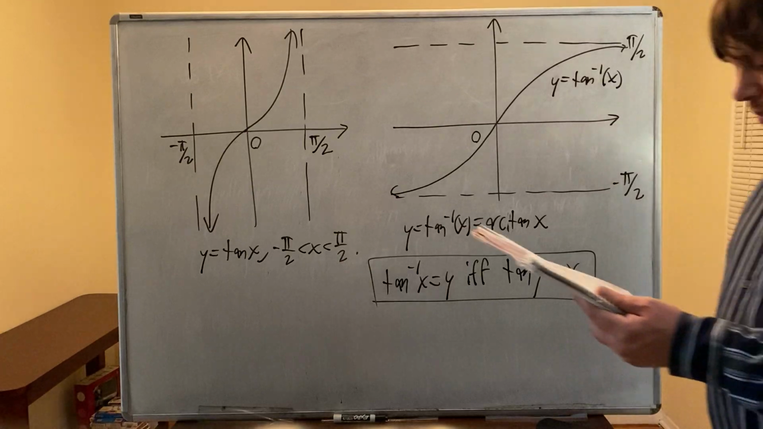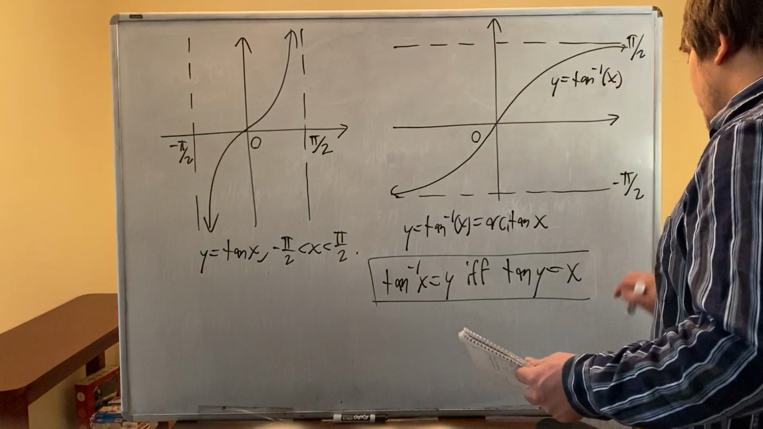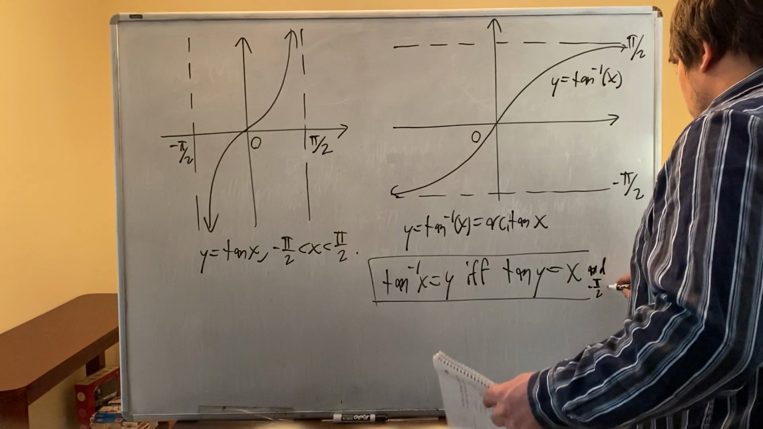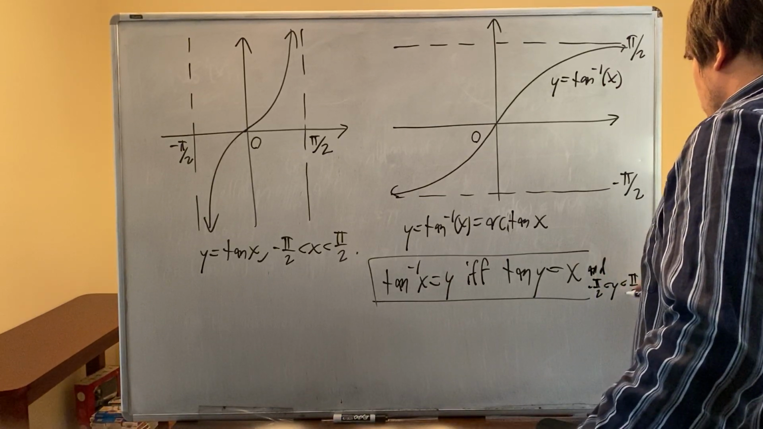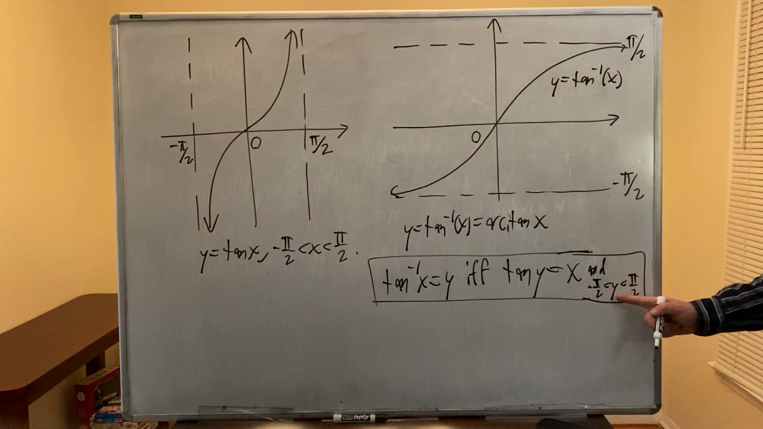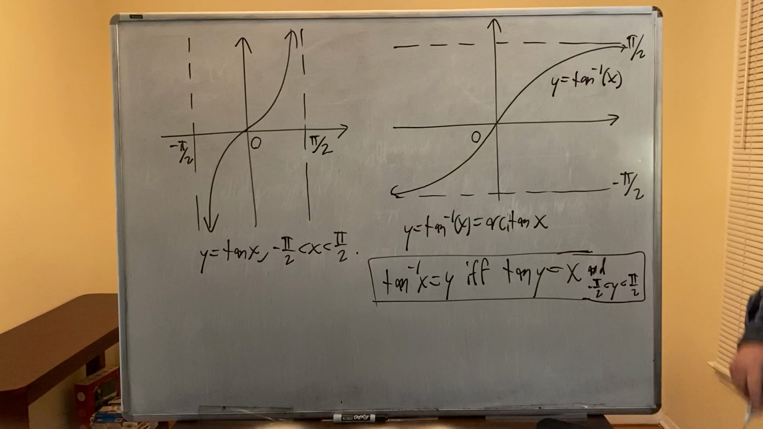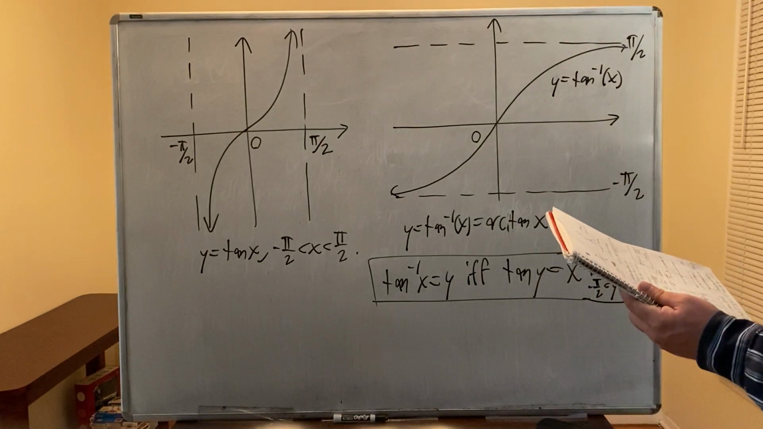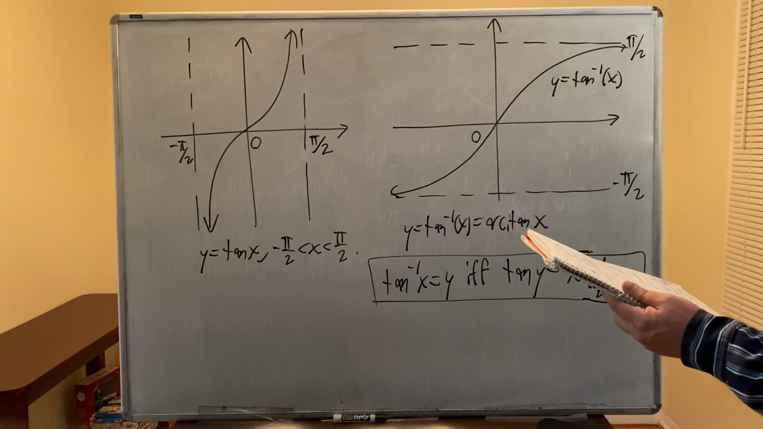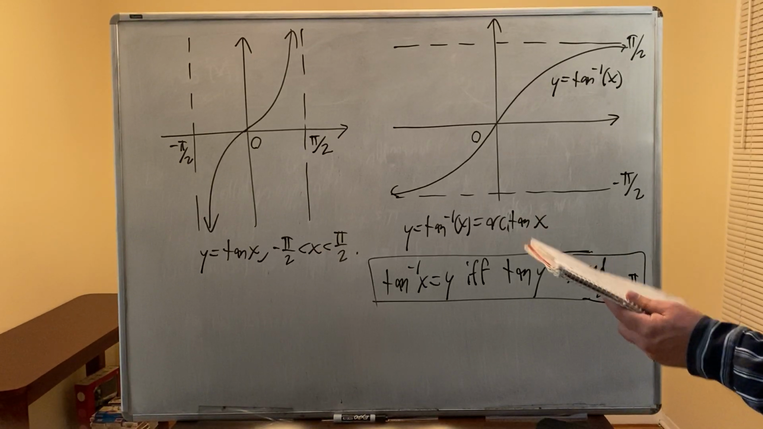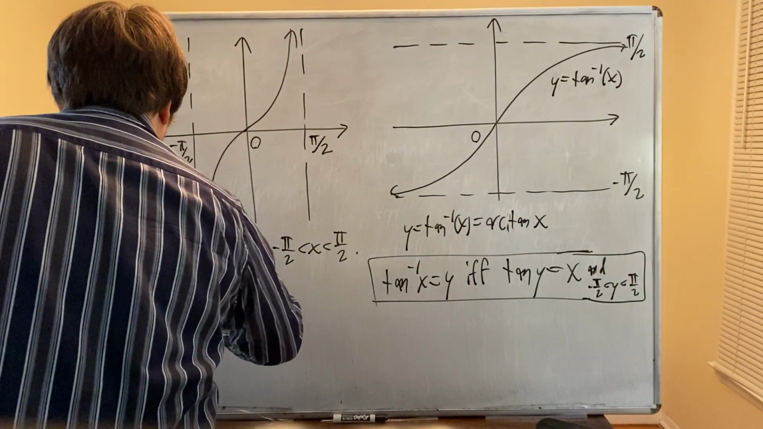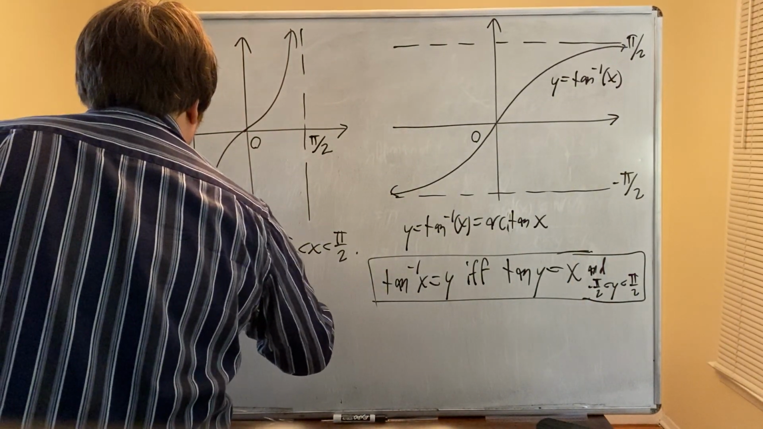Okay, tan y equals x, and negative pi over 2 less than y less than pi over 2. So we also include the fact that we're restricting the domain of tan for inputs only strictly between negative pi over 2 and pi over 2. Okay, so facts about tan inverse.